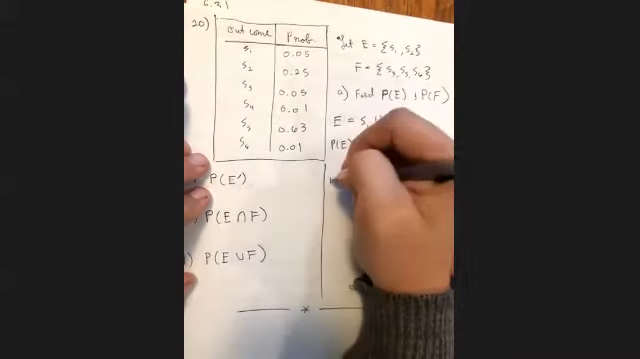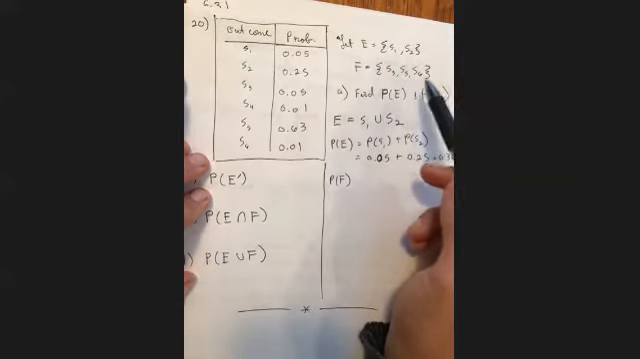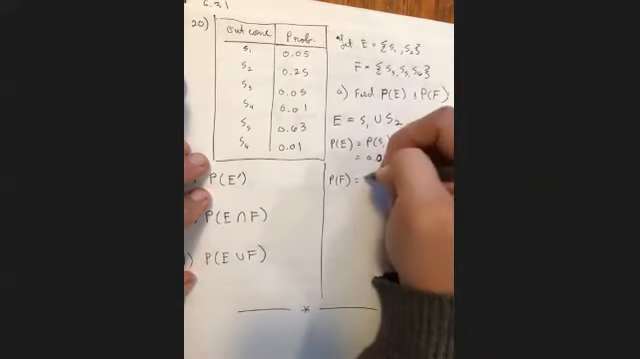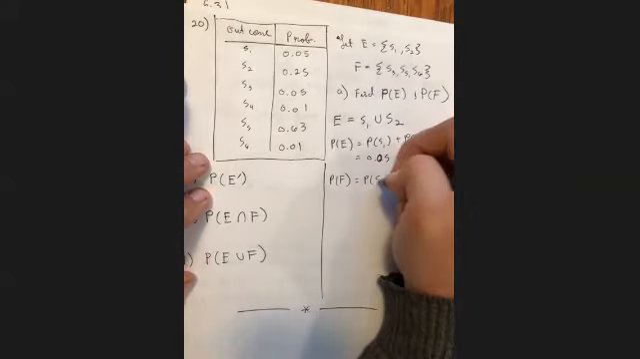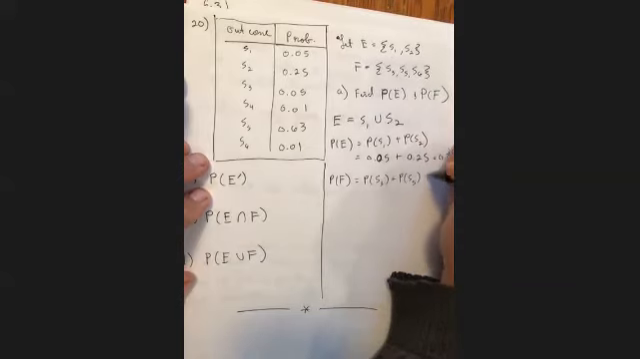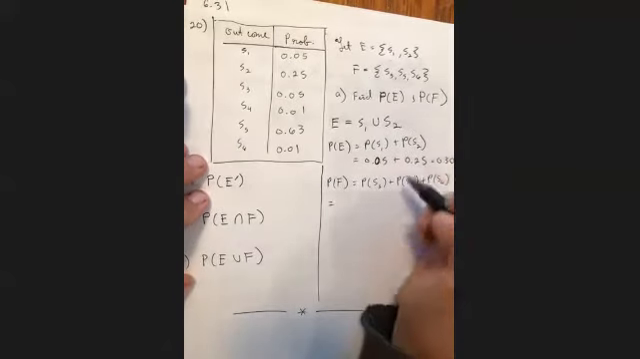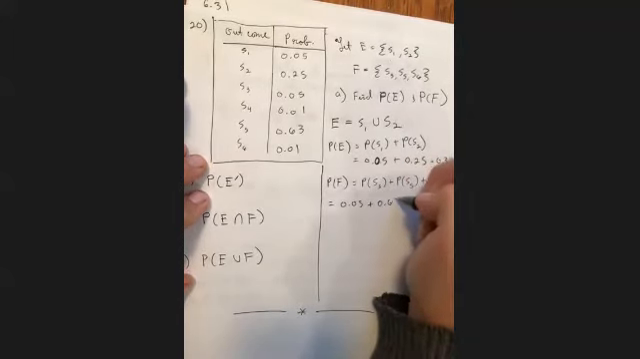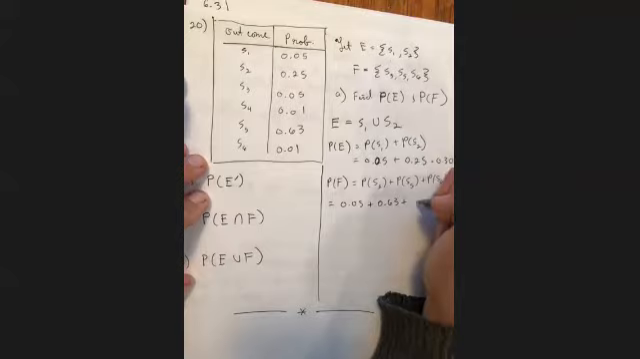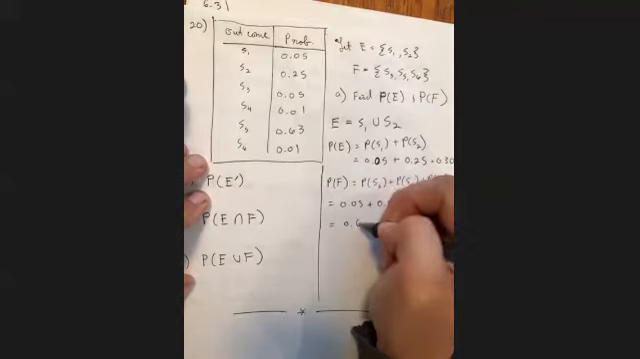I'm going to put a line here. All right. Probability of F, we think of this the same way. F is S3 union S5 union S6. So the probability of F will just be the probability of S3 plus the probability of S5 plus the probability of S6. S3 is 0.05, S5 is 0.63, and S6 is 0.01. So those should sum to 0.69.